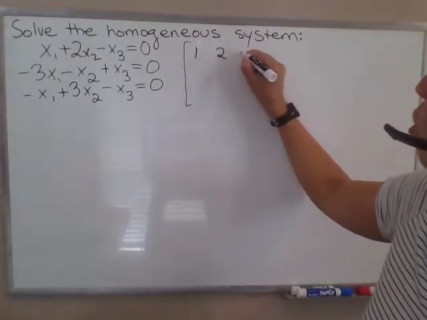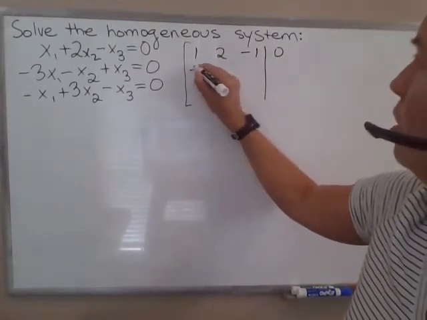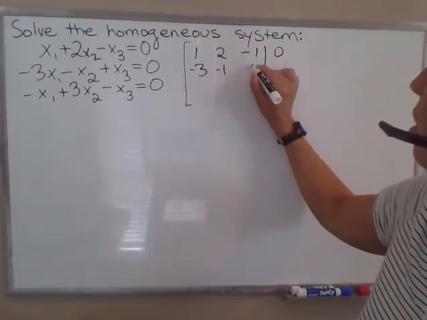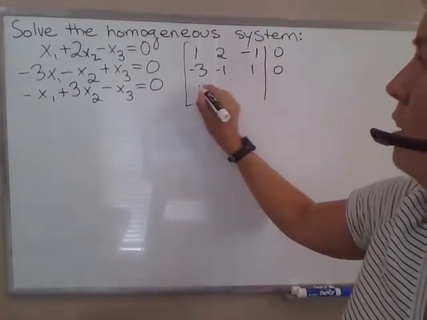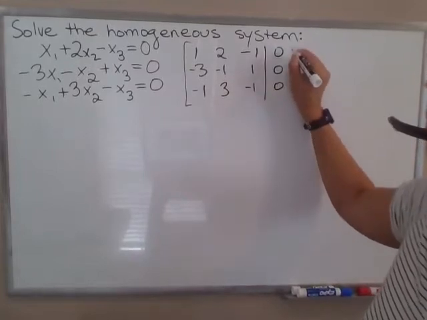the first row would be 1, 2, negative 1, 0. Okay. I'll try to write this fairly neatly. I already kind of failed in row 2 there, but okay.